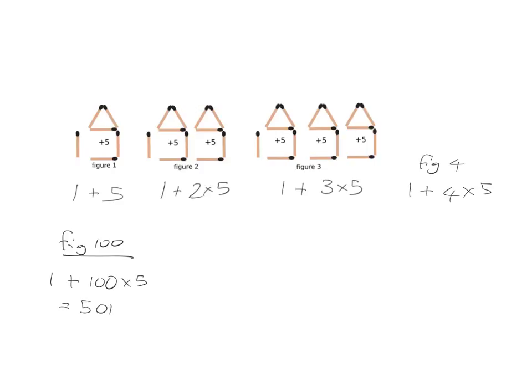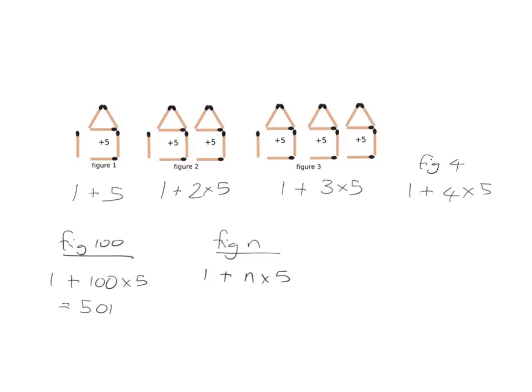Now what we want is a general formula. We want to say for any number, how will we work out the number of matches? Well, it'll be 1 plus n lots of 5, right? Because if we had figure 2, it'll be 1 plus 2 lots of 5. For figure 3, 1 plus 3 lots of 5. For figure 100, 1 plus 100 lots of 5. So for figure n, it'll be 1 plus n lots of 5.